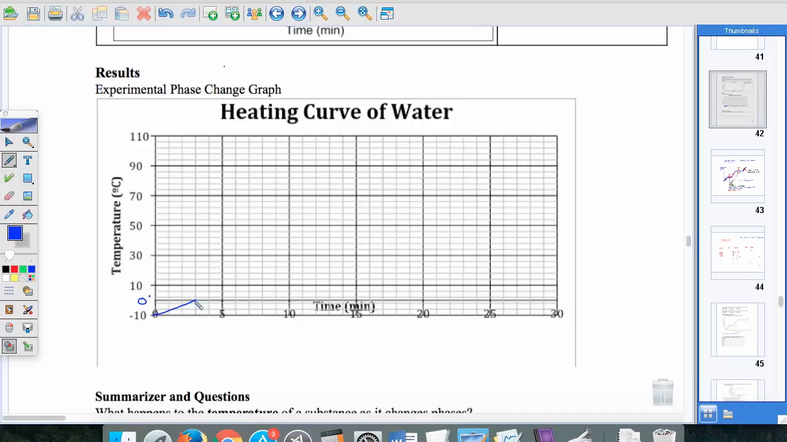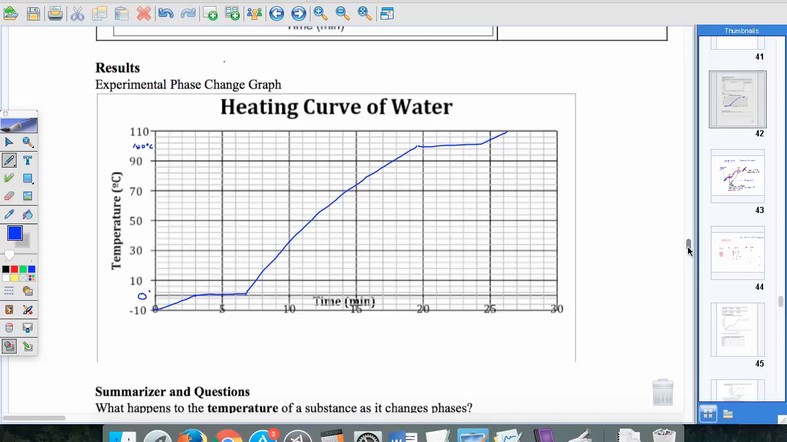Once it gets to 0 degrees Celsius, it flatlines. The temperature doesn't change because that's where the phase change is happening. It's going from solid ice to ice and water. It's melting. After it finally melts all the way, its temperature starts rising again, and for water it's going to do that until it hits 100 degrees Celsius. That's when water starts to boil. So water boils at 100 degrees Celsius and stays at 100 degrees Celsius until all the water is boiled, and then it's gas, and then the gas can start to raise its temperature.